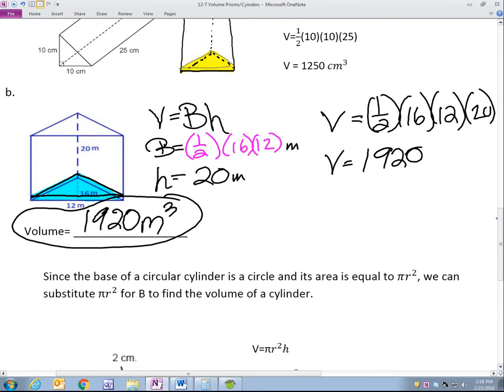Found my base, found my height. Now this portion right here, in addition to your answer, is the very minimum that I expect to see on your homework tonight and on the tests and stuff like that, because that's showing your work.